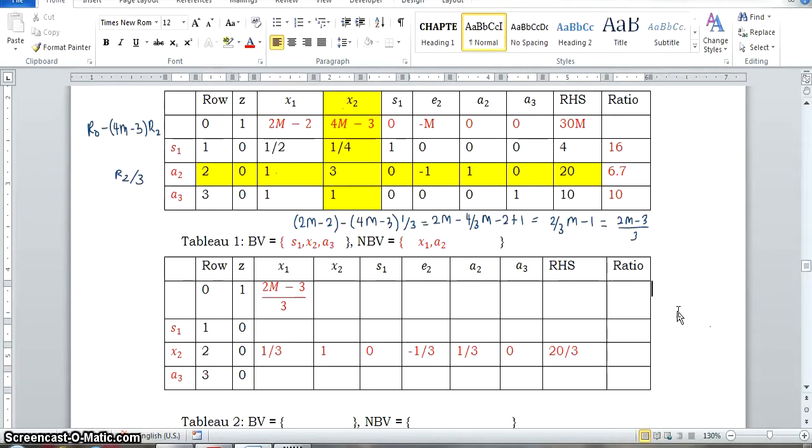Using the same ERO, we calculate the coefficient of every variable in row 0. Hence, we get 0, 0, M minus 3 over 3, 3 minus 4M over 3, 0, and right hand side is 60 plus 10M over 3.